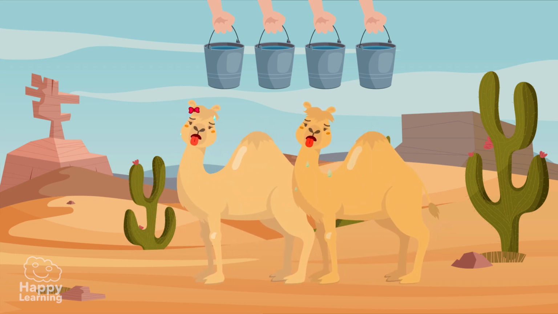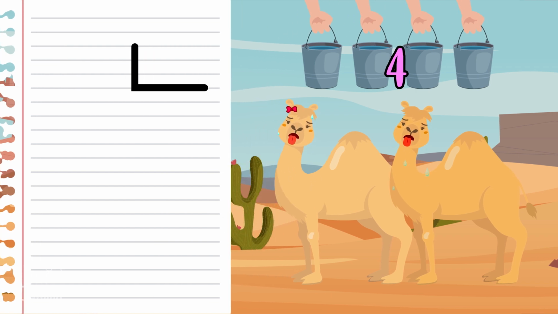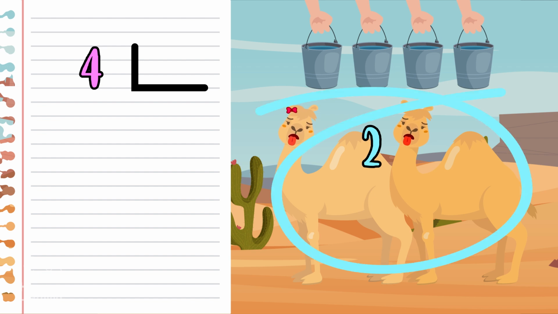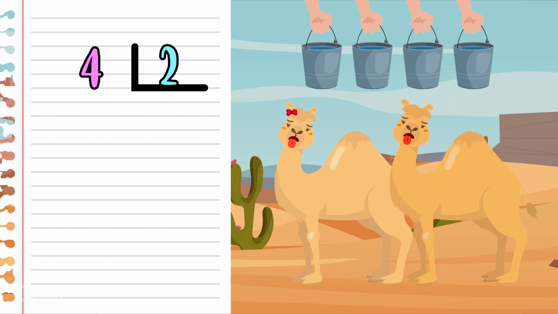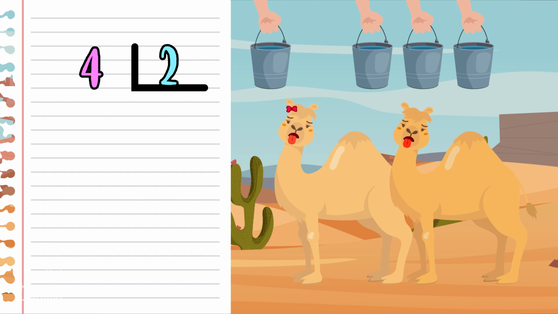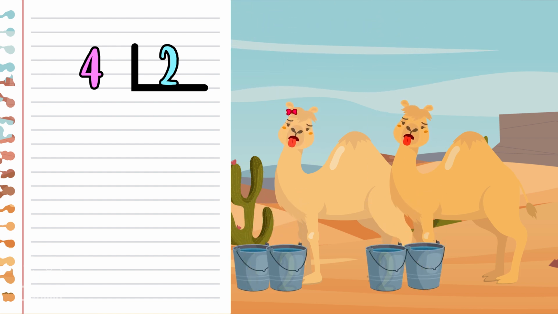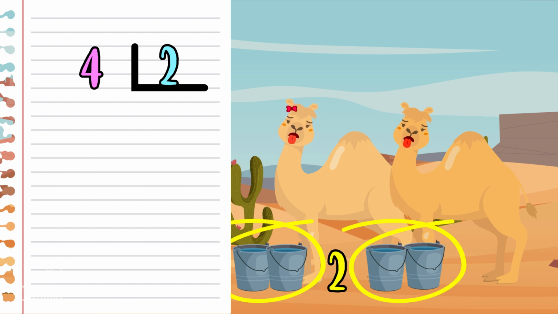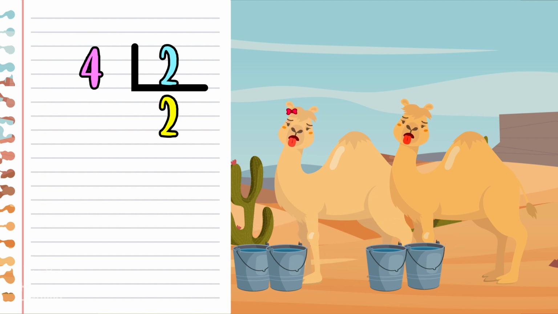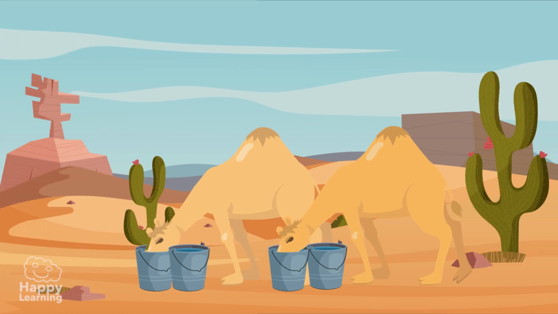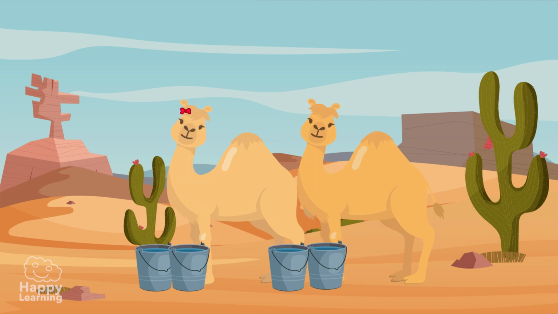Well, it's very easy. We place the 4, which represents the buckets that we have to divide, here, and the 2, which represents the camels that are going to receive them, here. And very easily we divide the buckets. And each camel gets 2 buckets. So 4 divided by 2 is equal to 2. How cool! Apart from dividing, we have also given the poor camels a drink.